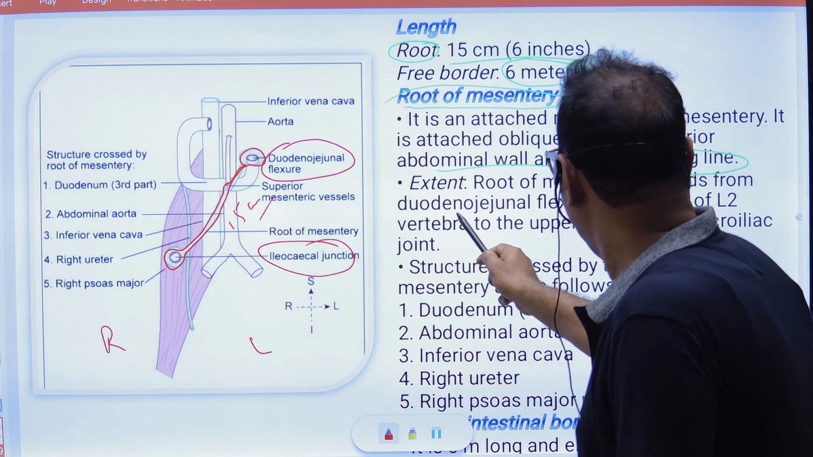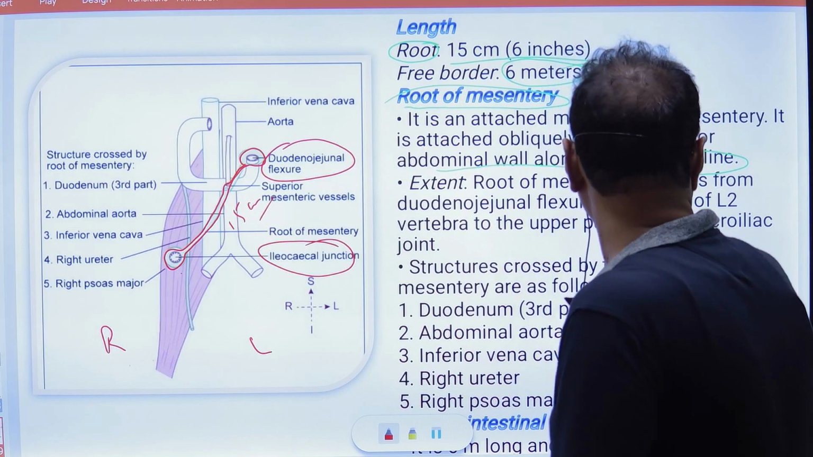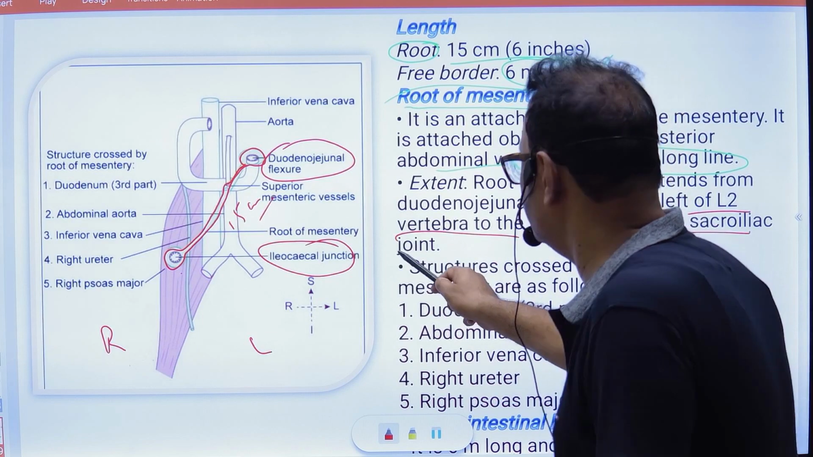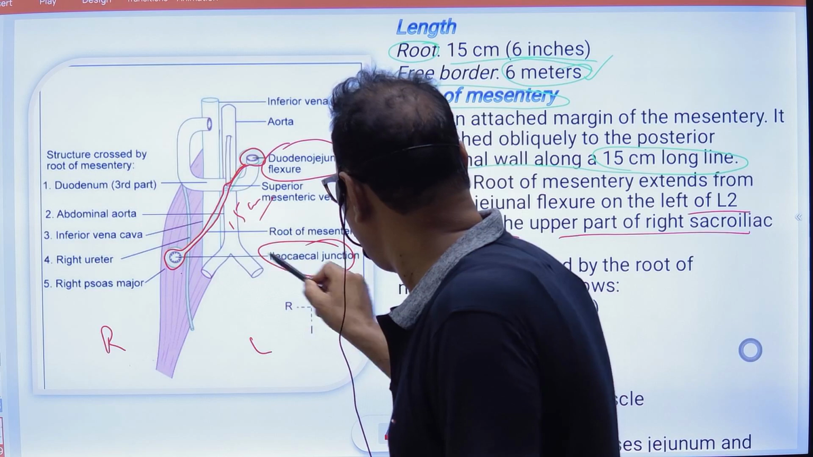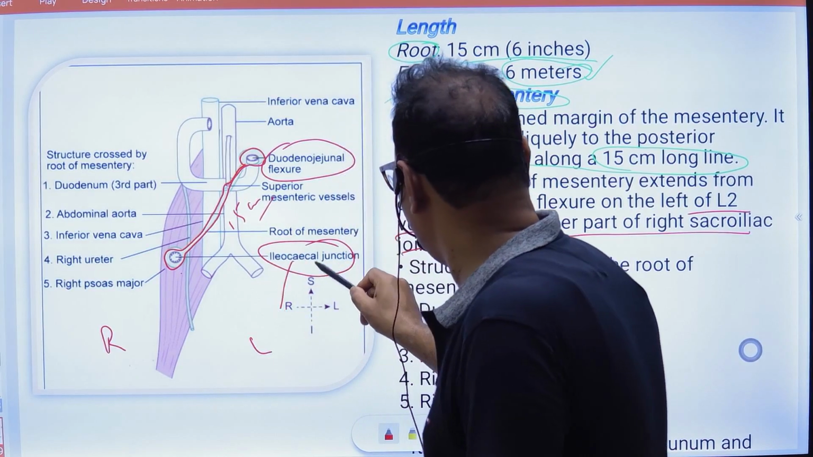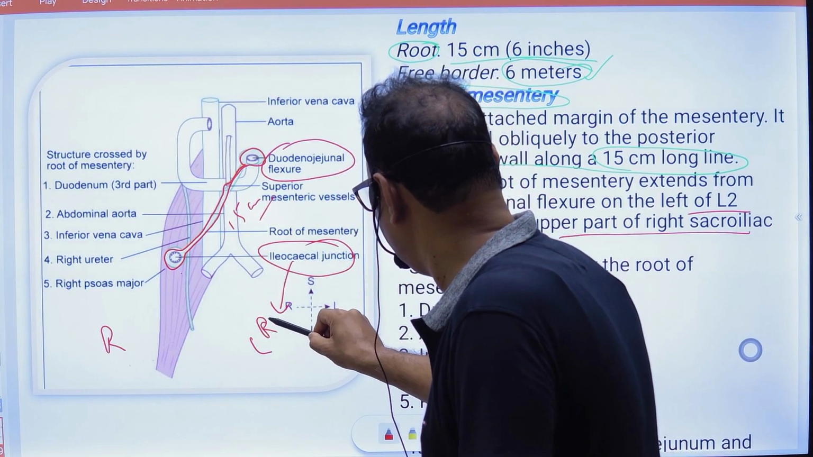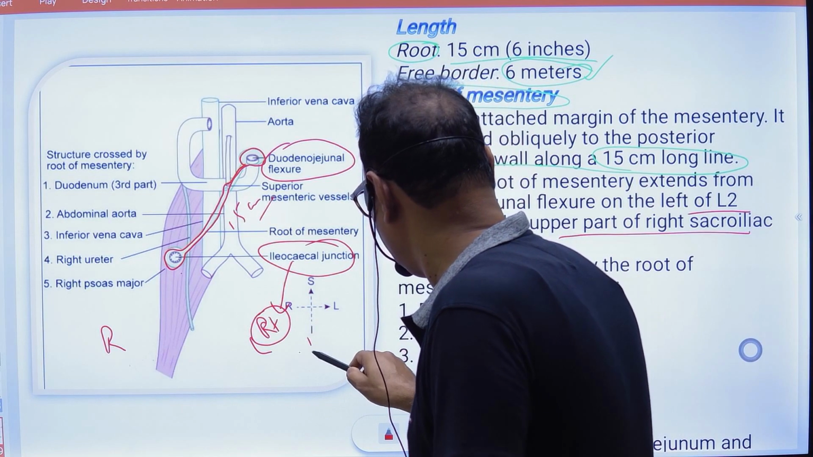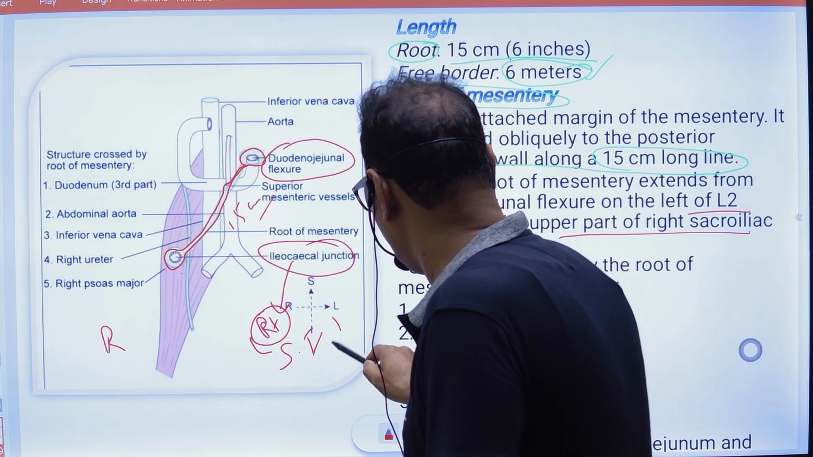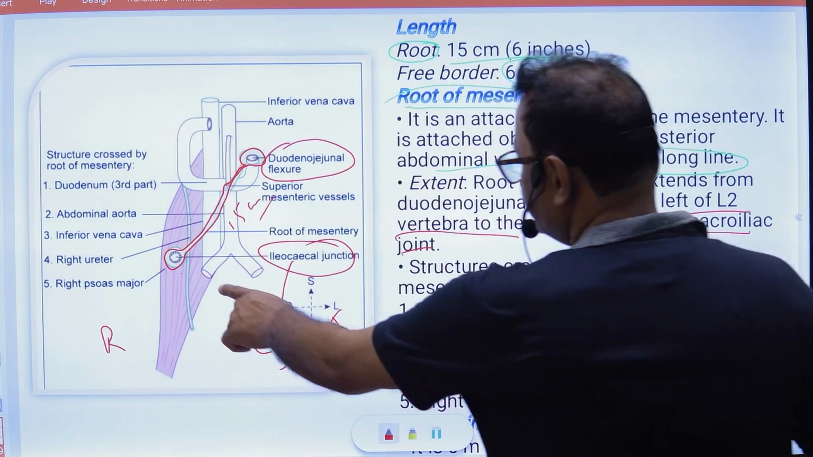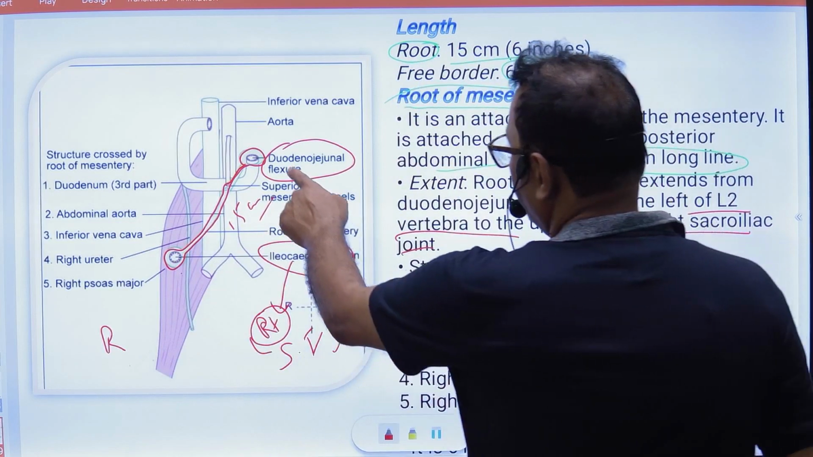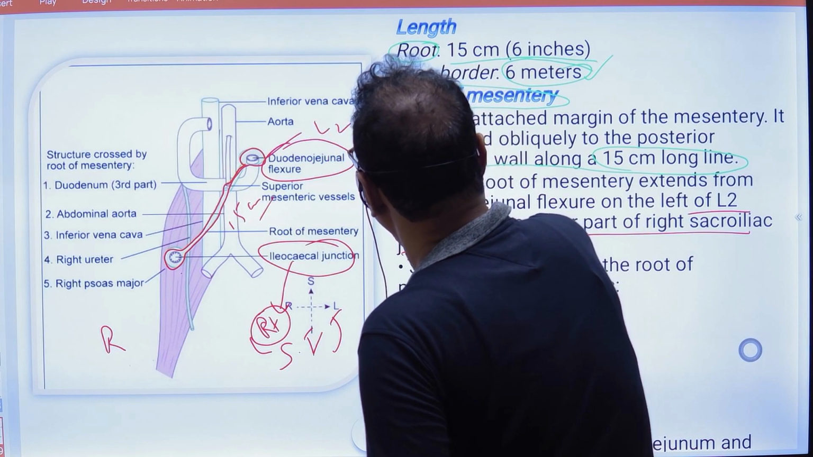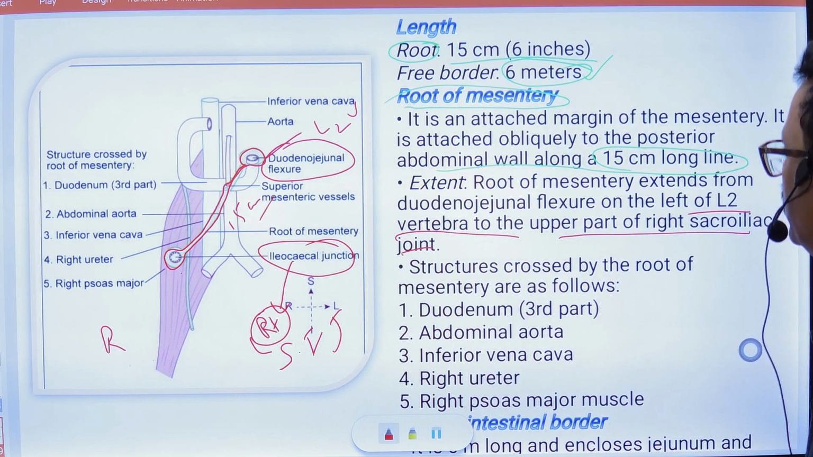It extends from the duodenojejunal flexure at the level of the L2 vertebra to the upper part of the right sacroiliac joint. This portion here at the right side, here we will get the right SI joint. At this level we will get the right sacroiliac joint, and at this level we have the L2 vertebra.